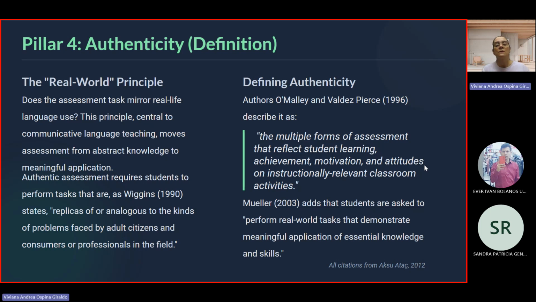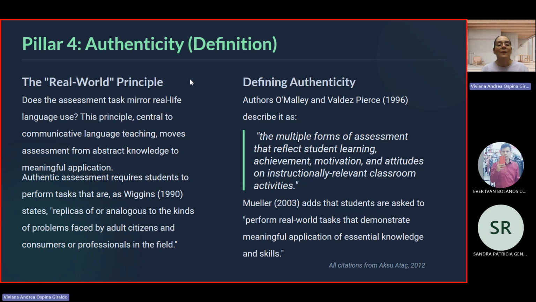Mueller in 2003 adds that the students are asked to perform real-world tasks so that they can demonstrate that what they are learning, they can really apply in real-life situations. So when we talk about the real-world principle, we talk about whatever it may be that we are teaching, but in this particular case, we're talking about language.